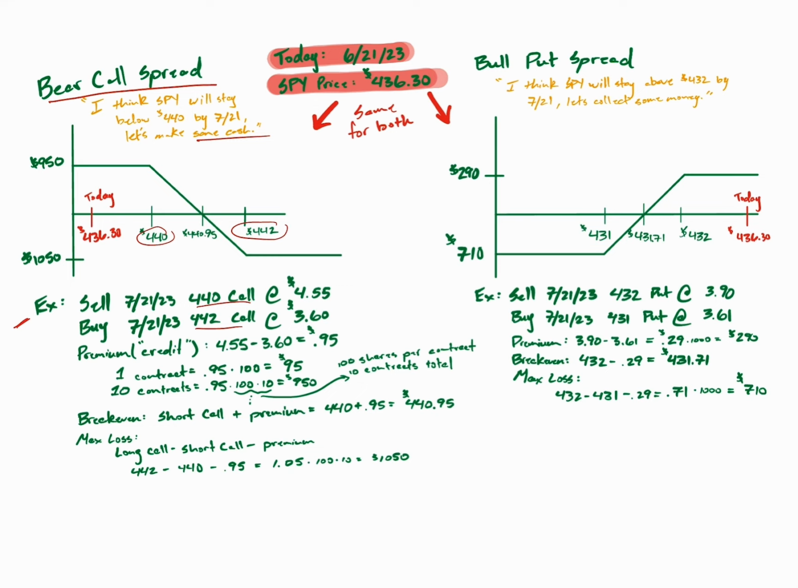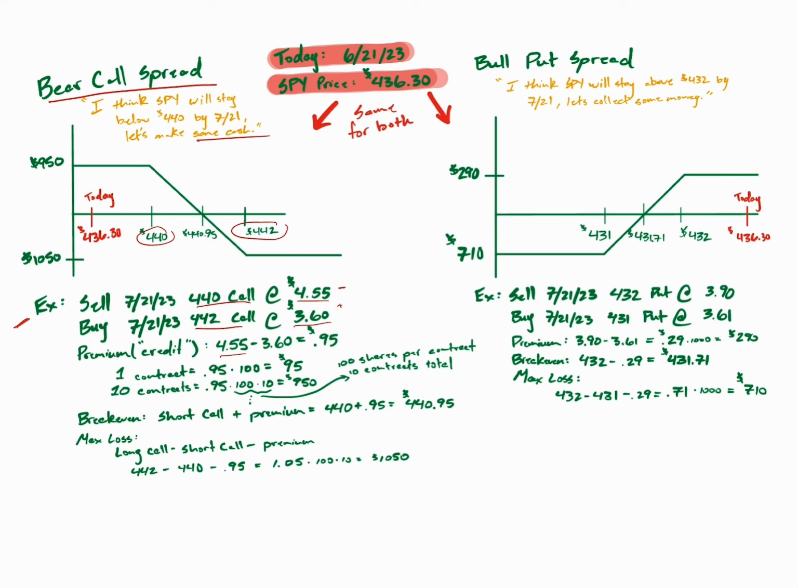So I sold this guy for 4.55. That's this guy right here. I bought this guy for 3.60, right? So this guy is essentially like negative, and this guy's positive. So this 95 cents is really like money that's coming to my account. Sometimes people will call it negative. It doesn't really make sense. It's really just that you're selling a call.